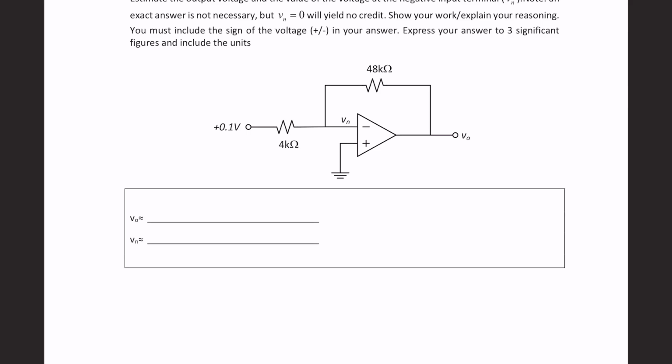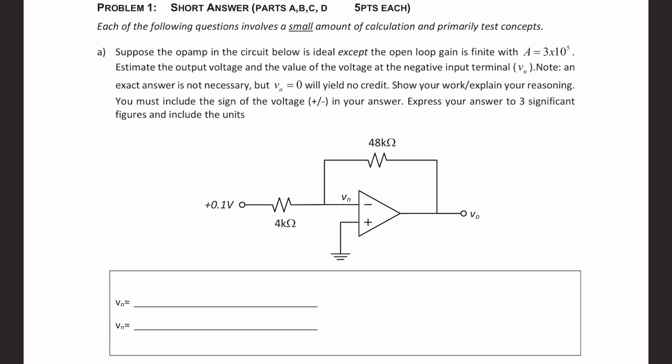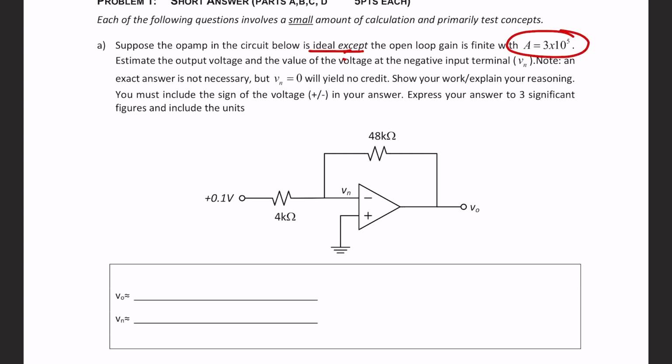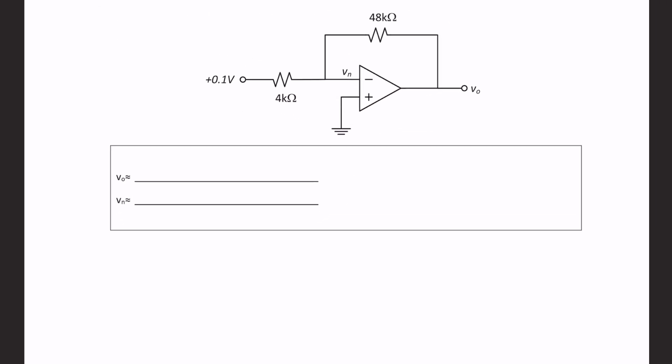Okay, so this question is pretty straightforward. We're given the op amp, we're told it's ideal except for the open loop gain, and they've given us this, which is A, our A value. So let's first solve the first thing, V out.